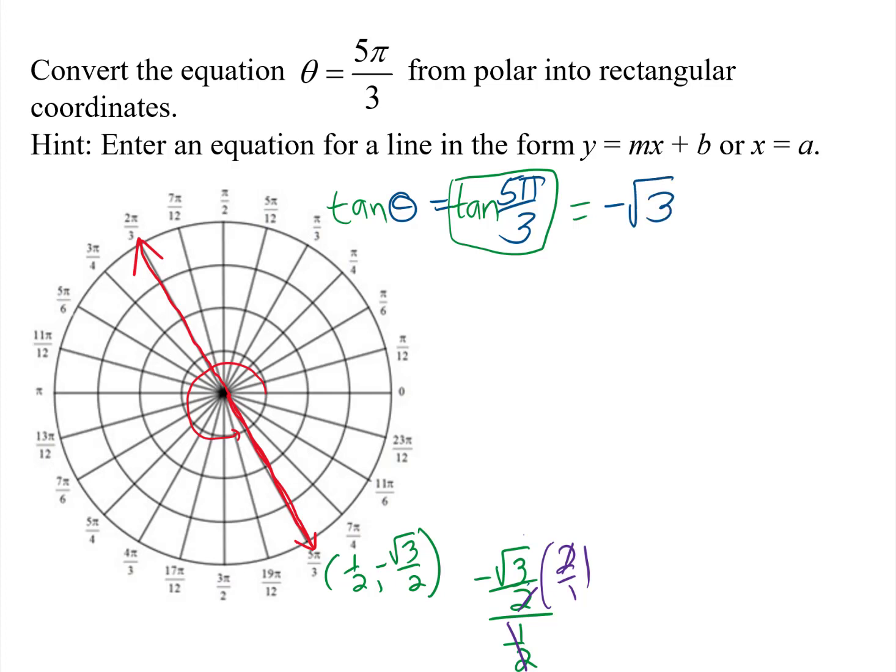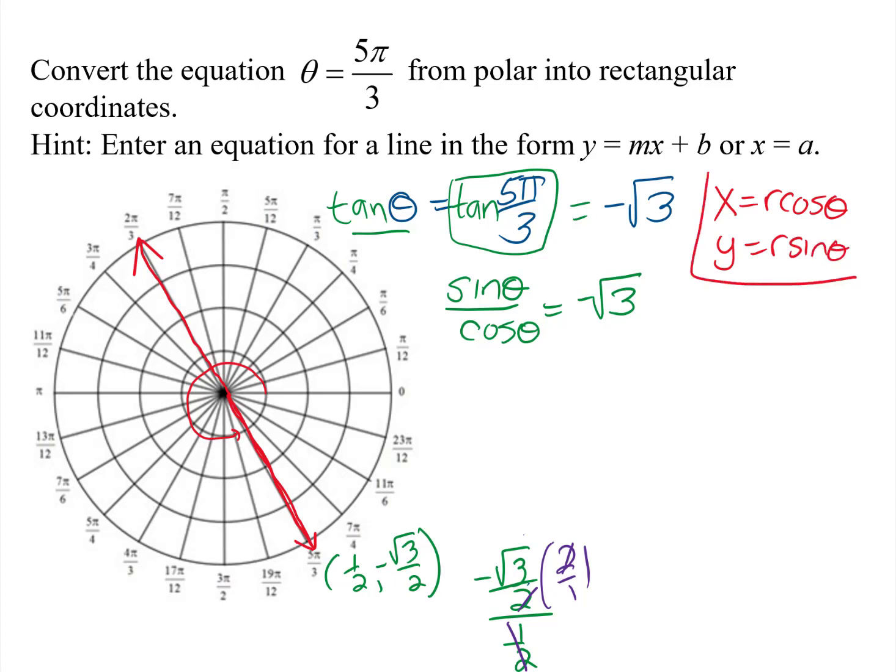Now the next thing we're going to do so we can get this into rectangular coordinates is use a quotient identity and express tangent theta as sine theta over cosine theta, and that equals negative square root 3. Now we know that we have a connection between x, y, and r and theta, and that connection is x equals r cosine theta and y equals r sine theta. And so what I'm going to do is multiply numerator and denominator by r, and that's legal to do because that's equivalent to 1. But that way I can now get this into rectangular coordinates, because r sine theta is y and r cosine theta is x, and that will equal negative square root 3.